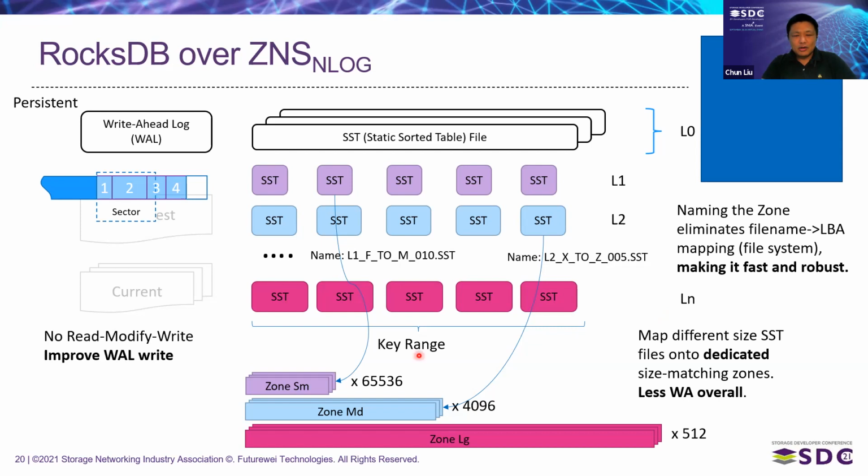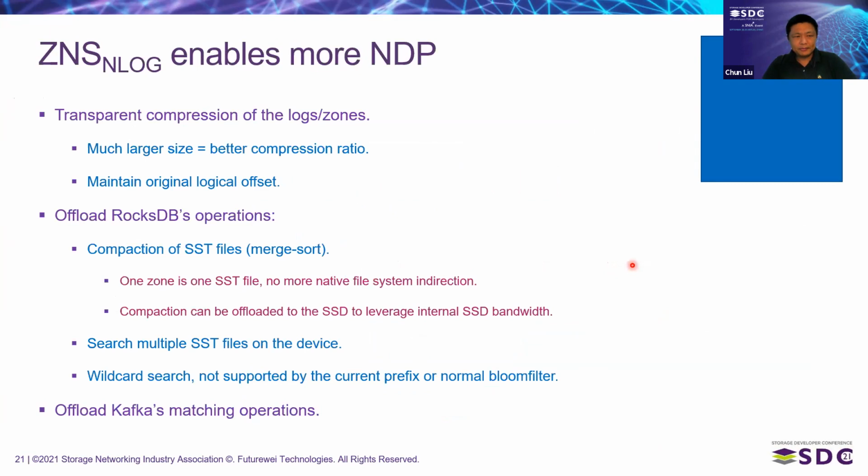Lastly, we can directly use names like L0 F2M 010 SST or L2 X2Z 005 SST as known names, eliminating the file system to LBA mapping from the native file system, making the mapping fast and robust. Further, ZNSNLOG enables more NDP. For example, it allows transparent compaction of the zones, meaning we can maintain the original logical offset within a zone.